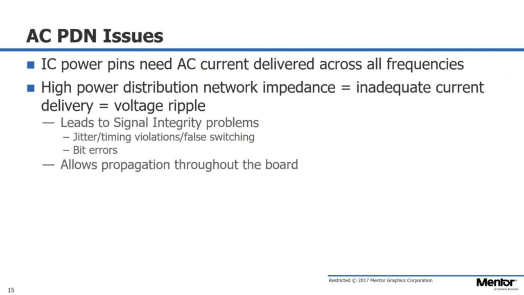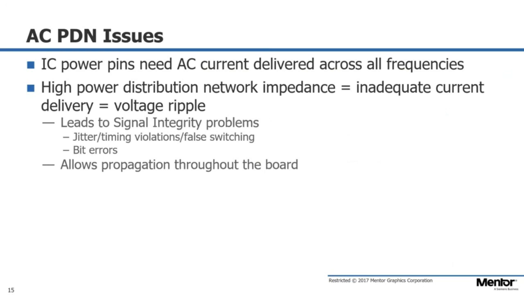So here are some common issues that can happen in the AC realm for a power distribution network. IC power pins do need current delivered across all frequencies, depending on the switching time of those ICs that are connected to that power plane. It really depends on the switching time and allows us to have that quiet power plane.